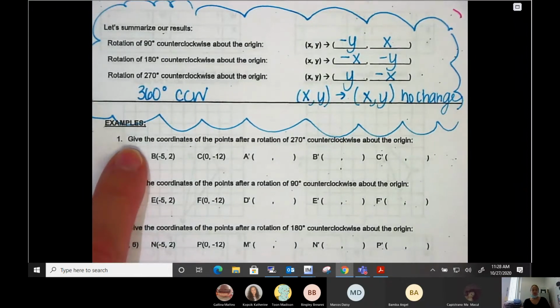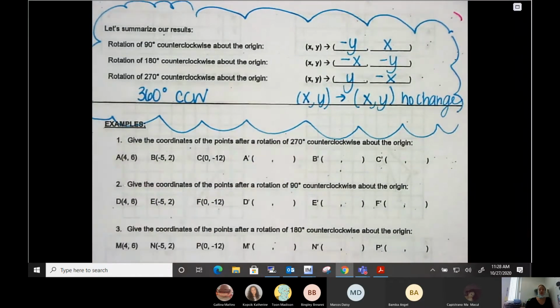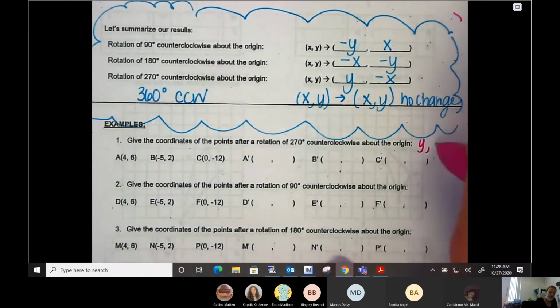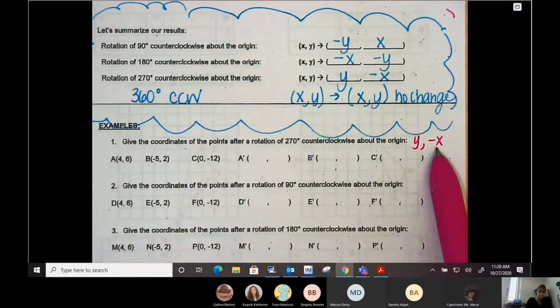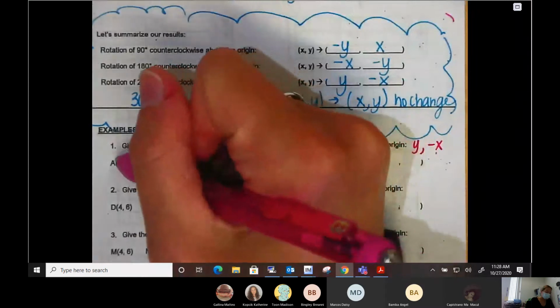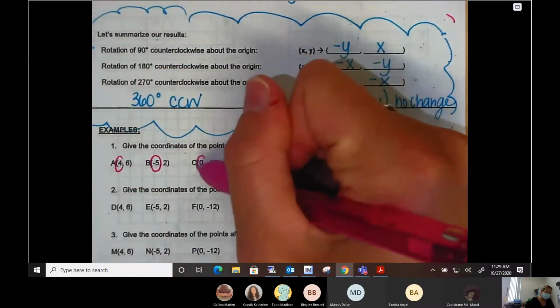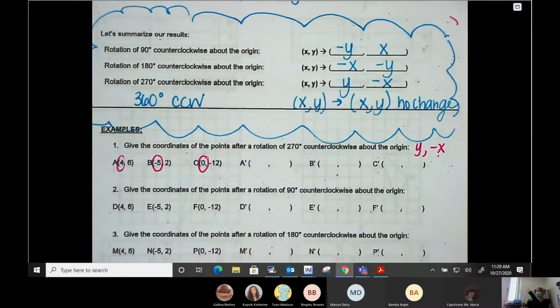So the first example asks you to rotate 270 degrees. So 270 means you switch places, and the original X changes signs. So I'm going to circle all of my X's because those are going to be the ones that change signs. So they trade places, and the ones I just circled change signs. So if I started with 4, 6, what would be my new point? Switch places, X changes signs.